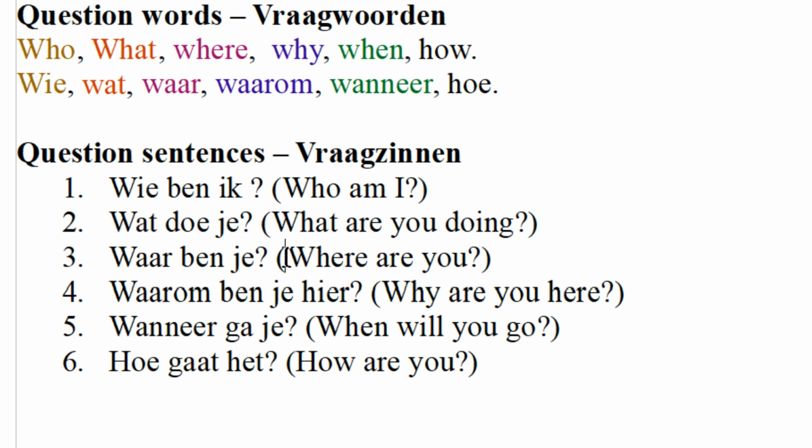Let's take an example sentence of where. We want to ask where are you? In Dutch we ask waar ben je? And here we are using the informal version of you, that is je. The formal version of you is u, when we want to show some respect. But usually you will see that in the Netherlands we speak je. Waar ben je? Where are you?